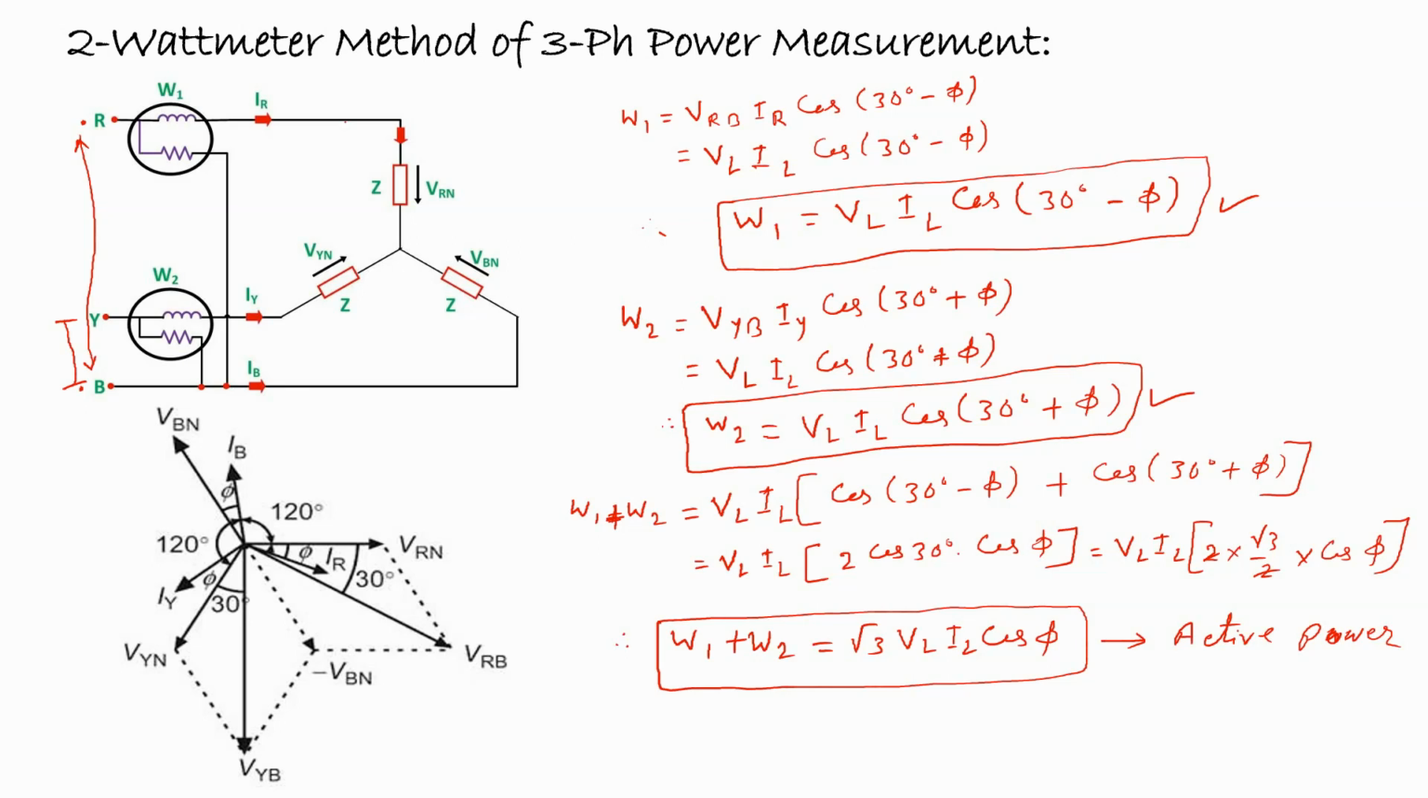As we have already discussed, the readings of the two wattmeters can also be used to find the power factor. So let's see how the power factor can be measured. In the next step, we will find the value of W1 minus W2. It will be VL IL cos(30 minus phi) minus VL IL cos(30 plus phi).